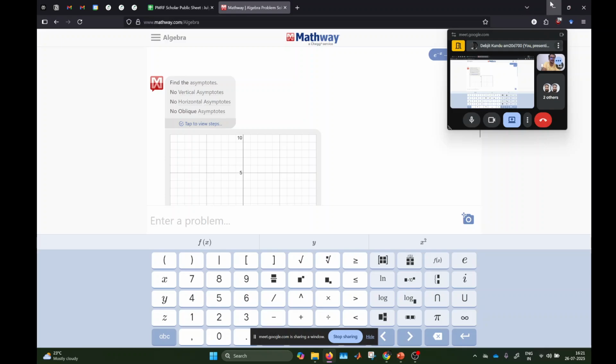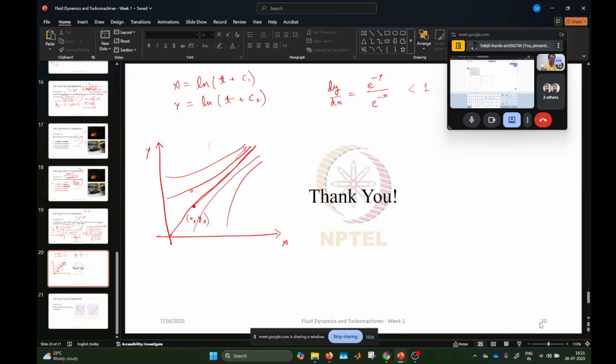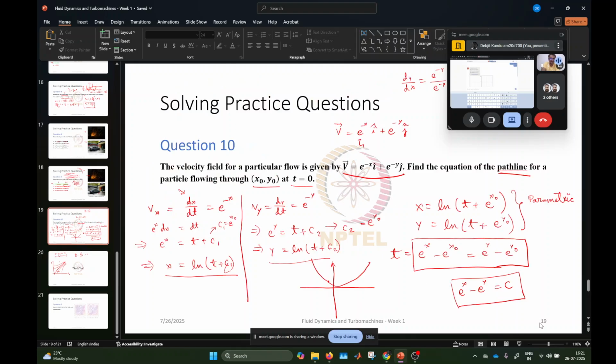Maybe I should pick examples within my mathematical capabilities. But the point is that you get a function of x and y, or you get a parametric form with both x and y as functions of time. Either way, you can plot them and get the equation for the path line.